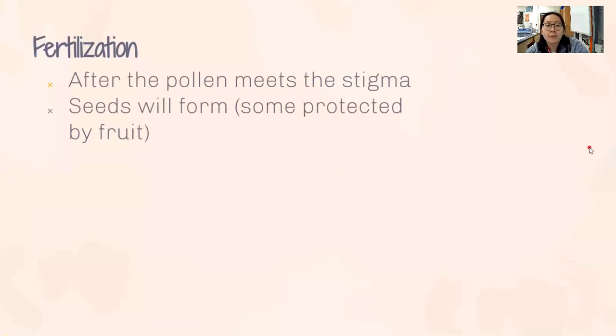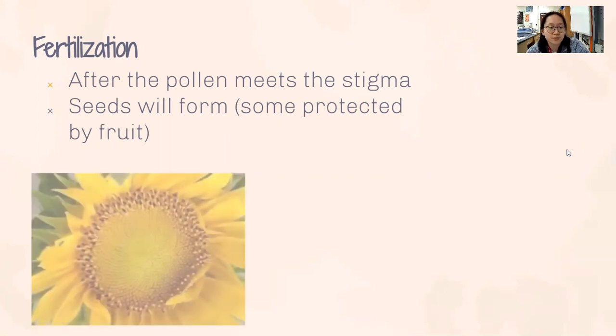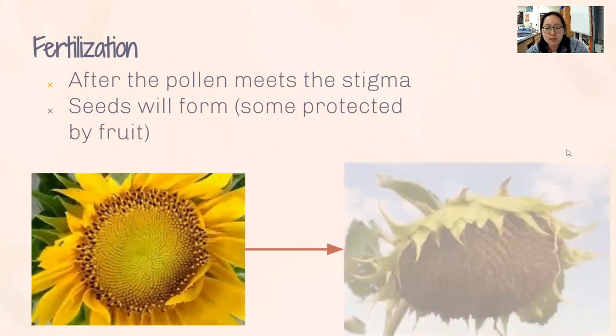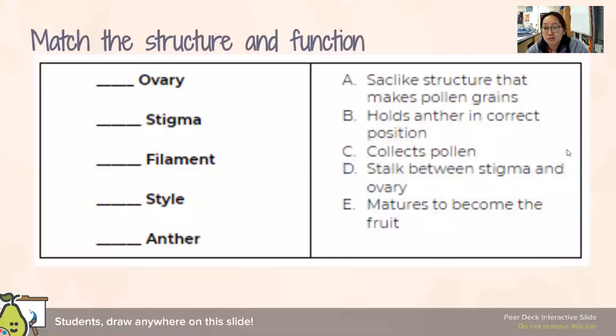So fertilization is what happens after the pollen meets the stigma, and then seeds will form as the ovules get fertilized, and some of them will be protected by fruits because the ovary will actually swell and become the fruit that is a protective cushion or a delicacy to be eaten so that the ovule seeds can be transported elsewhere by poop. We have sunflower seeds, and as they dry, they become seeds that we eat.